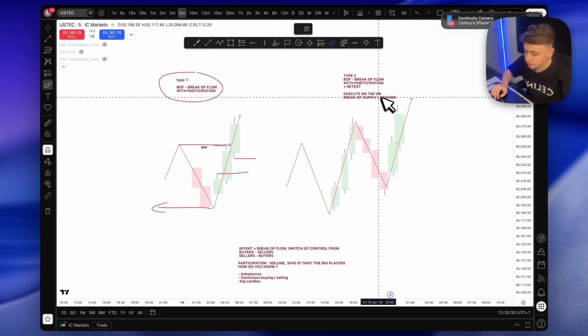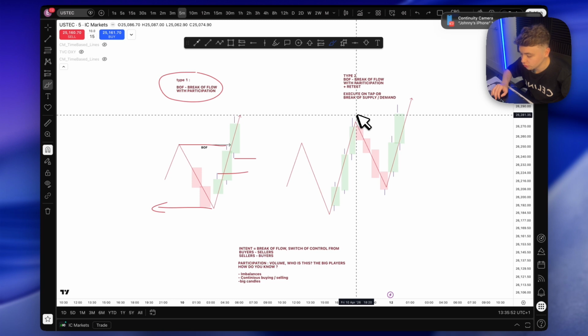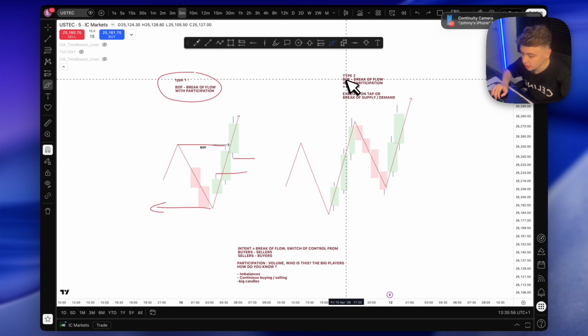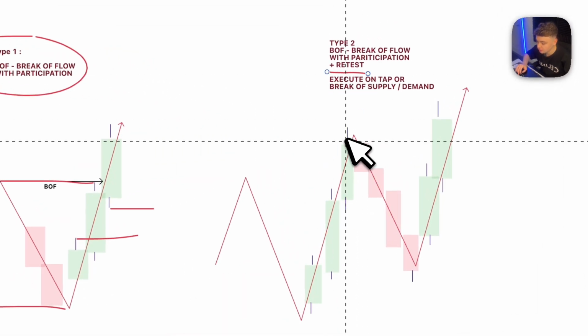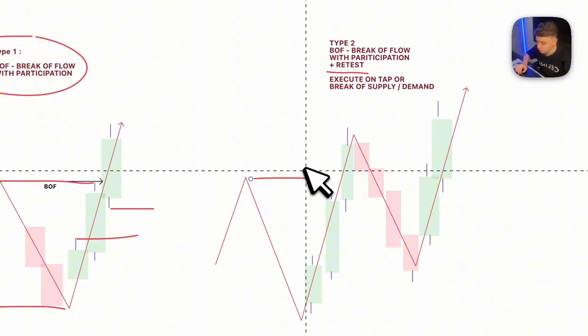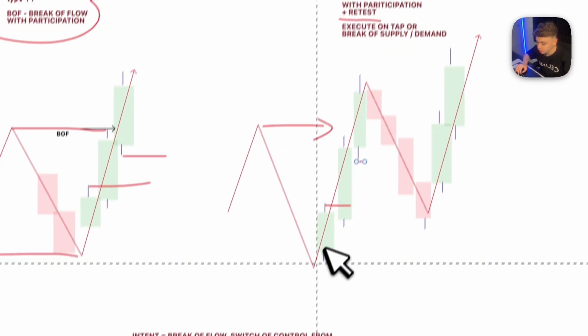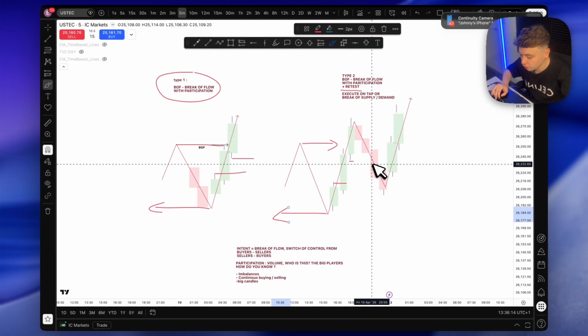Or we have the type 2, and this is my preferred method of execution because it allows price to develop within my area of interest before I choose to deploy cash into my position. So type 2. That's a break of flow exactly like type 1 with participation, but we look for a retest instead. So we get a break of flow with participation, clear imbalances, large candles from our area of interest back here. Price comes back down because it usually does reverse.